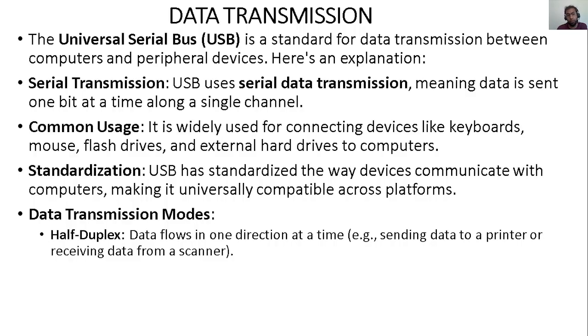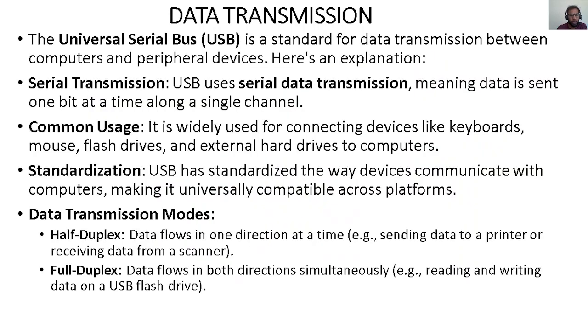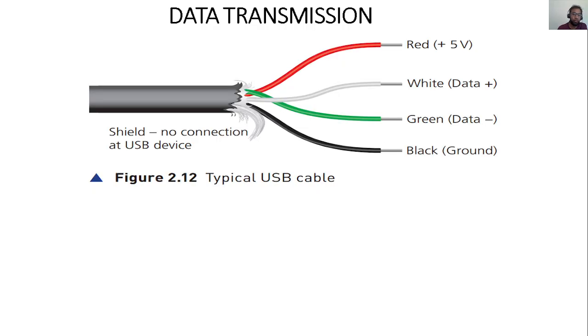Half duplex: data flows in one direction at a time, that is half duplex. These are the data transmission modes we have already studied, half duplex and full duplex. These are data transmission modes for USB, such as sending data to a printer and reading and writing data on a flash drive.